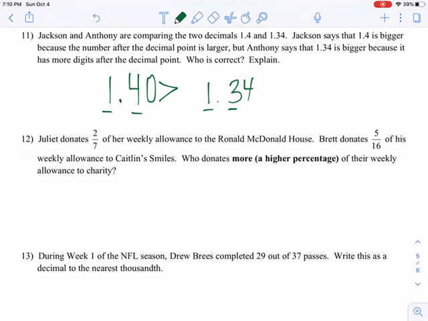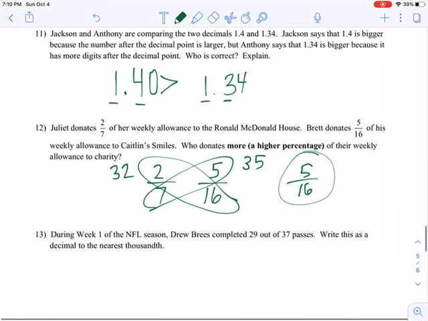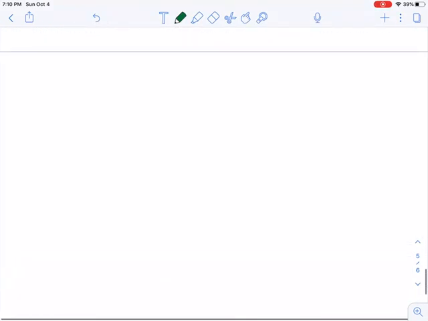In number 12, you have 2/7 compared to 5/16. Now you can divide them out and get a decimal, and then you can turn those into percents. But if you're just doing a quick comparison, you can use cross products and see which one's bigger. So this one would be 35. This one would be 32. So 5/16 is greater than 2/7. Okay.